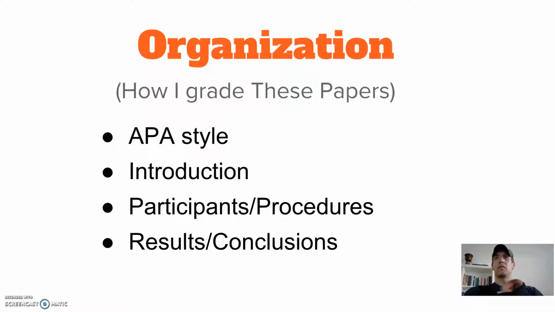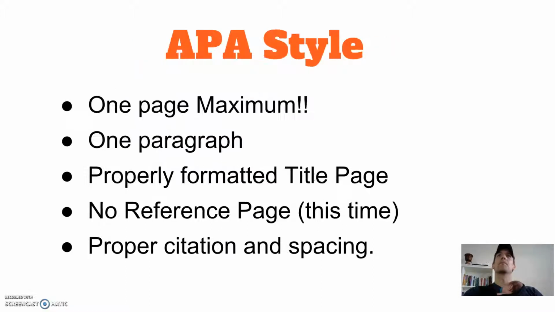You're going to have an introduction in this little paper. You're going to have a section that talks about the participants and procedures, and then you're going to have a section that's going to talk about the results and conclusions of the study. That's the basic four parts of the grading, and of a lot of the writing of this paper.